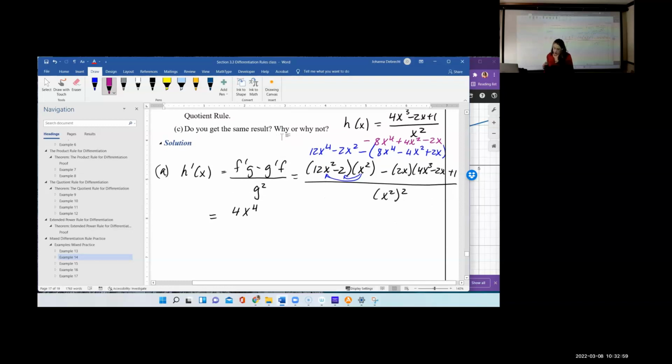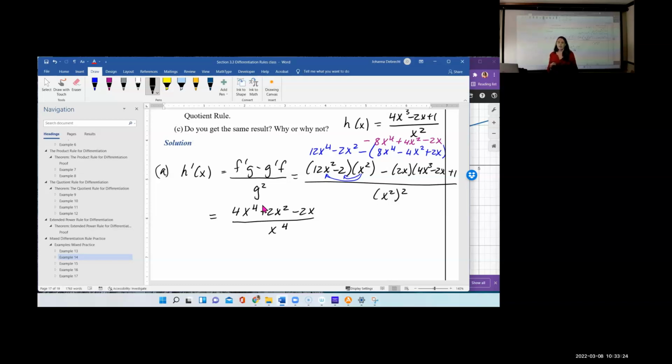Okay, so I've got 4x to the fourth minus 2x squared plus 4x squared gives me a plus 2x squared. Oops, still using the wrong color. And then I've got minus 2x. And it's all divided by x to the fourth.